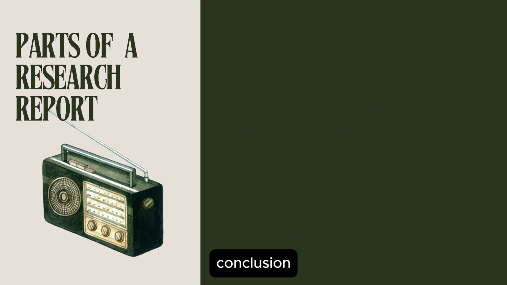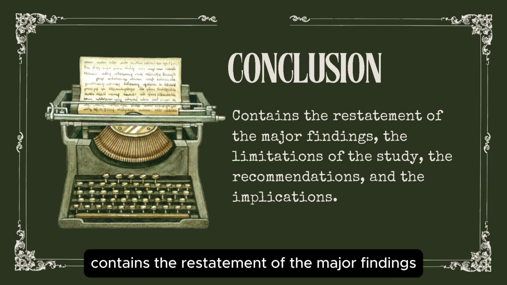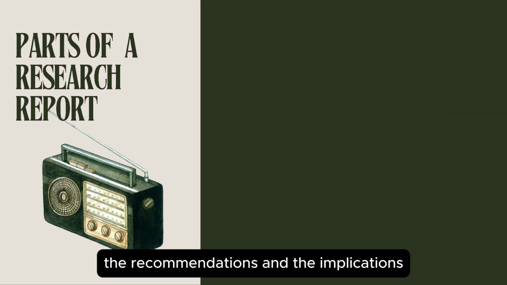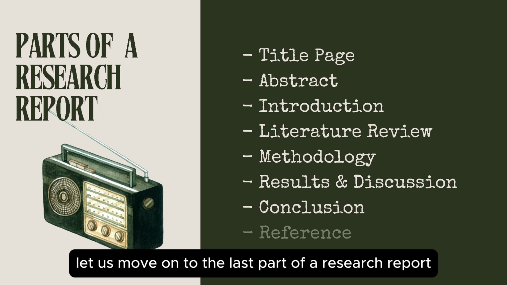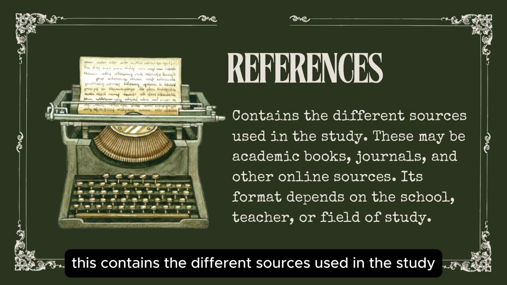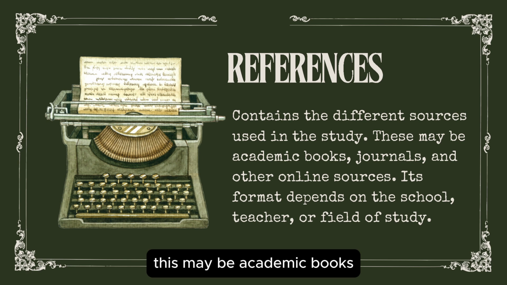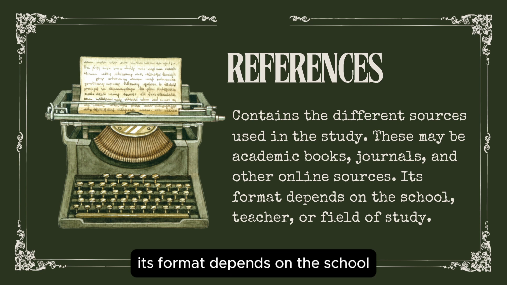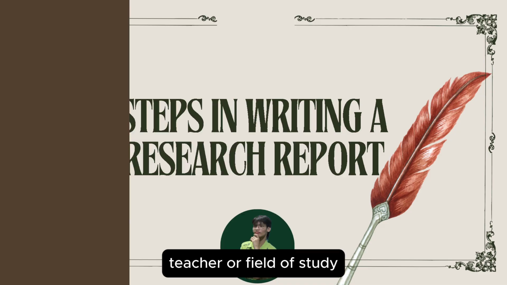Conclusion contains the restatement of the major findings, the limitations of the study, the recommendations, and the implications. Now, let us move on to the last part of a research report, which is the references. This contains the different sources used in the study. This may be academic books, journals, and other online sources. Its format depends on the school, teacher, or field of study.